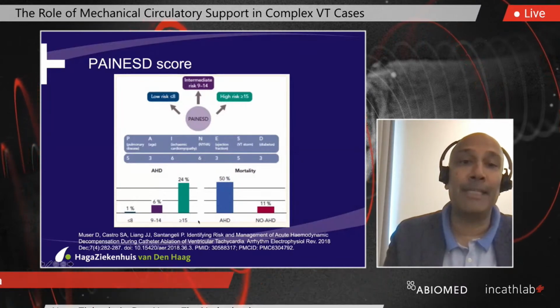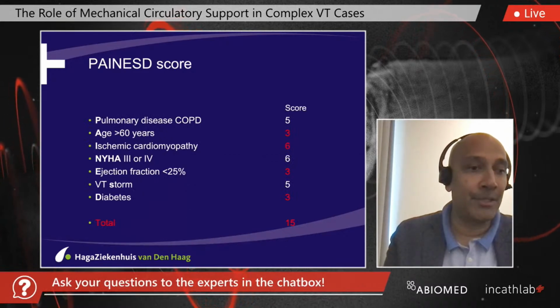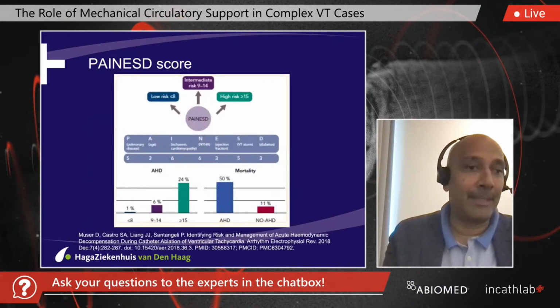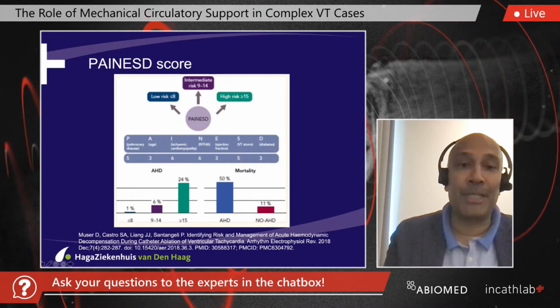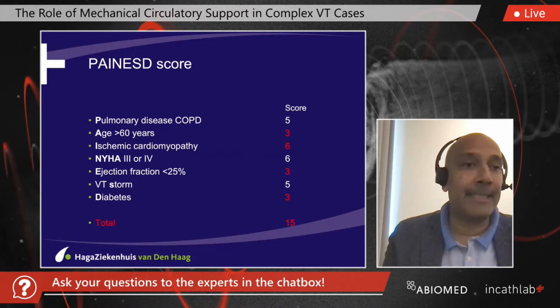So if you're above 15, then there's a 24% chance of decompensation during the procedure. And if someone goes into decompensation, there's a 50% chance of acute mortality. So let's look at it in this case.